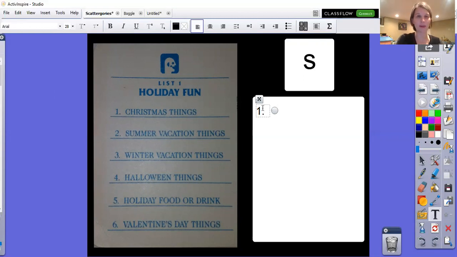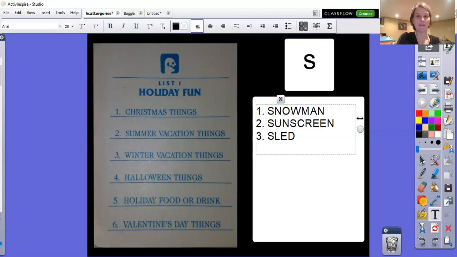Number one, a Christmas thing that begins with S. I'm going to say snowman. Oops, I'm going to make this bigger. I'm going to say snowman. Number two, summer vacation things: sunscreen, using it in the summer. Number three, a winter vacation thing, things in the winter: a sled.